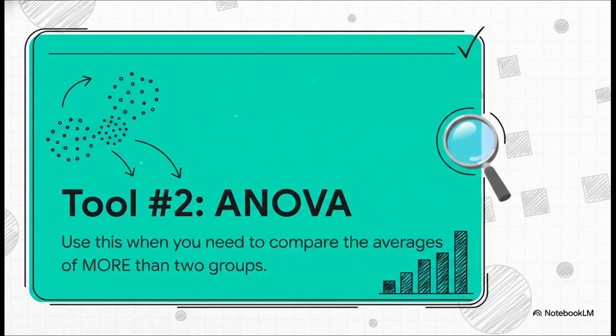But what if you have more than 2 groups? What if you're comparing 3 drugs or 4? Well, you can't just run a bunch of t-tests back to back. That's a big statistical no-no. That's when you bring out the ANOVA. It's the logical next step up, designed to compare the averages of 3 or more groups all at once.